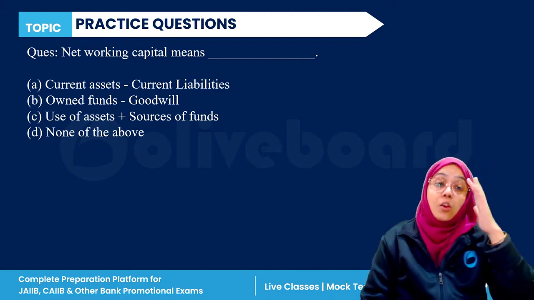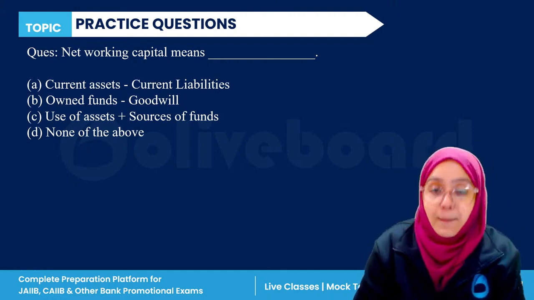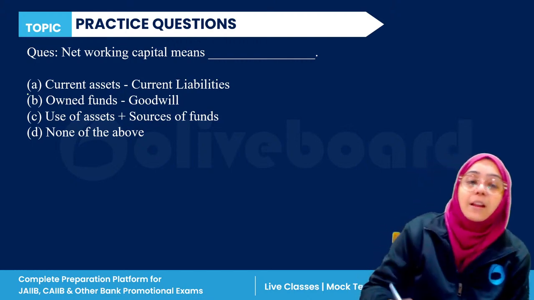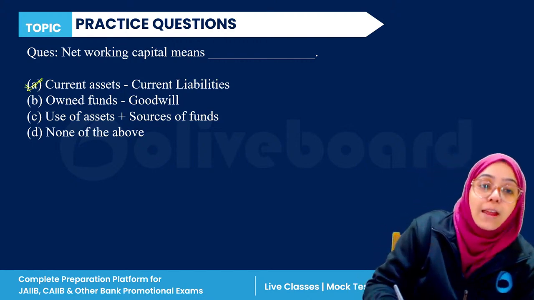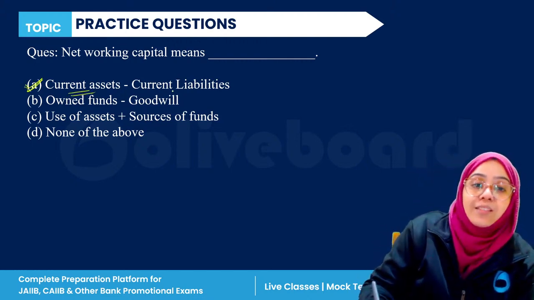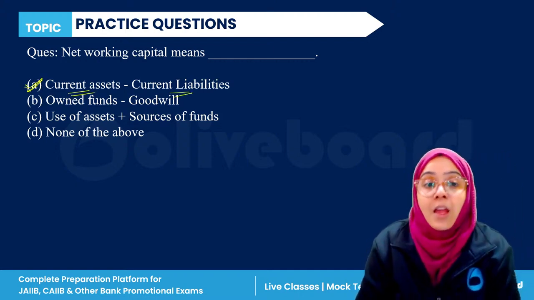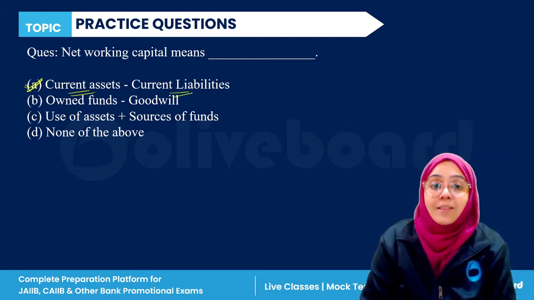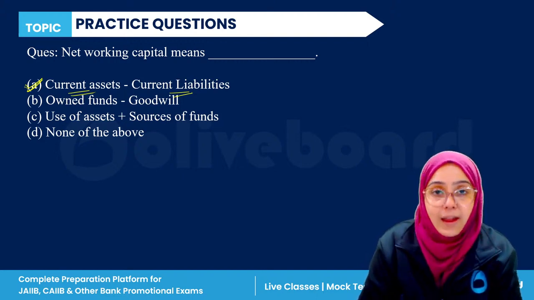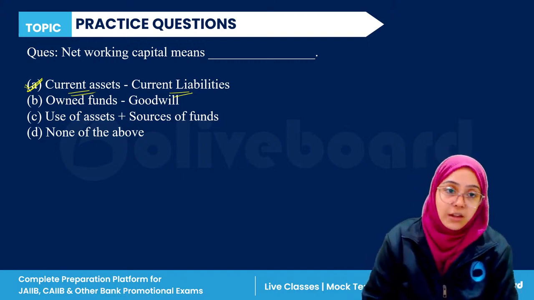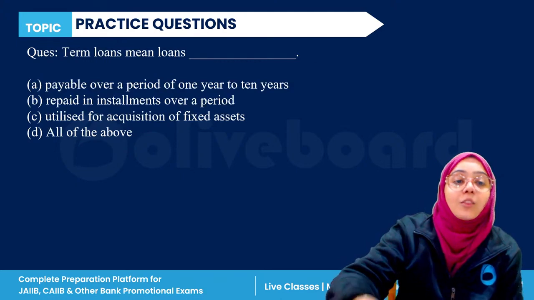Okay, so if we talk about the net working capital, net working capital is current assets minus current liability. So A is the correct answer here. Done, everyone? Okay, next question.